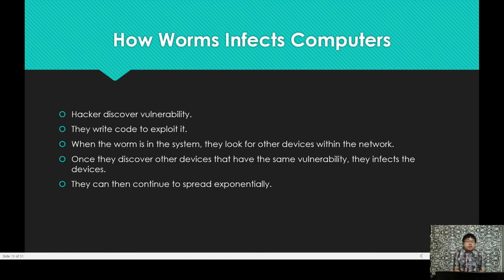How worms infect computers. Hackers discover the vulnerability. They write code to exploit it. When the worm is in the system, it looks for other devices within the network. Once it discovers other devices that have the same vulnerability, it infects the devices. They can then continue to spread exponentially.